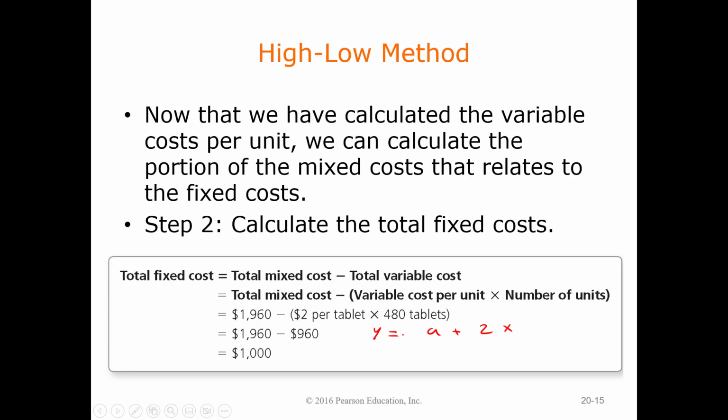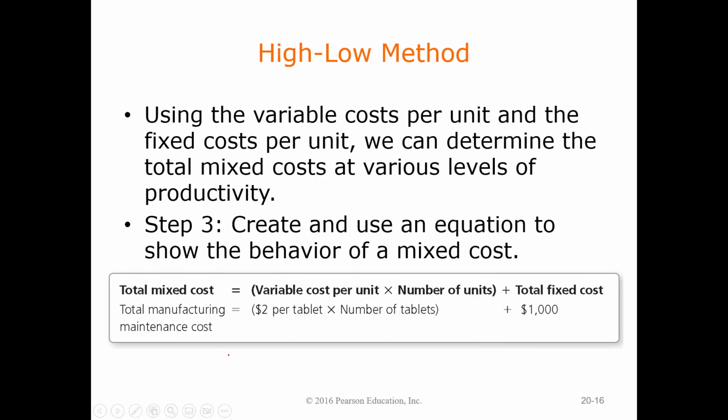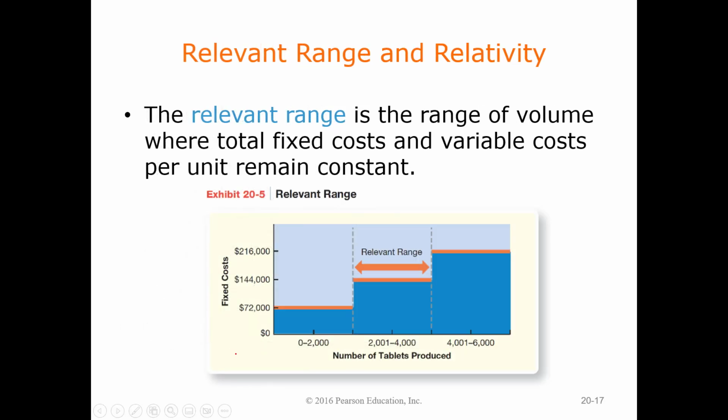And I will say the cost is 1960. A is unknown, plus 2 multiplied by 480 tablets. Then I will move that to the other side and solve it for A, so A will be 1000. So now I have a cost driver. This is number 3. I have a cost driver that can be written like that.